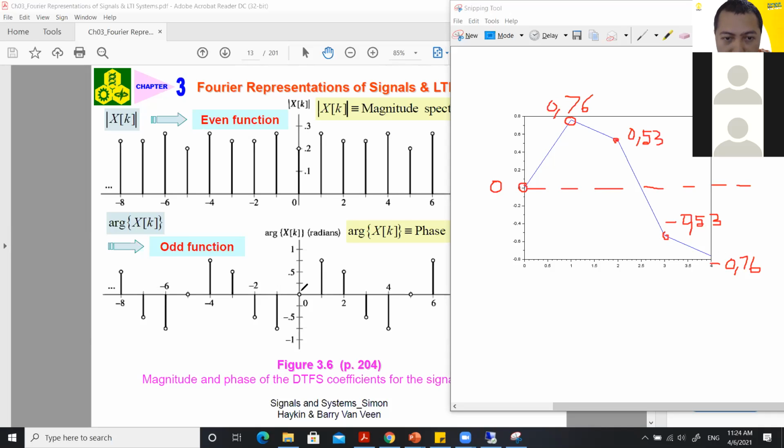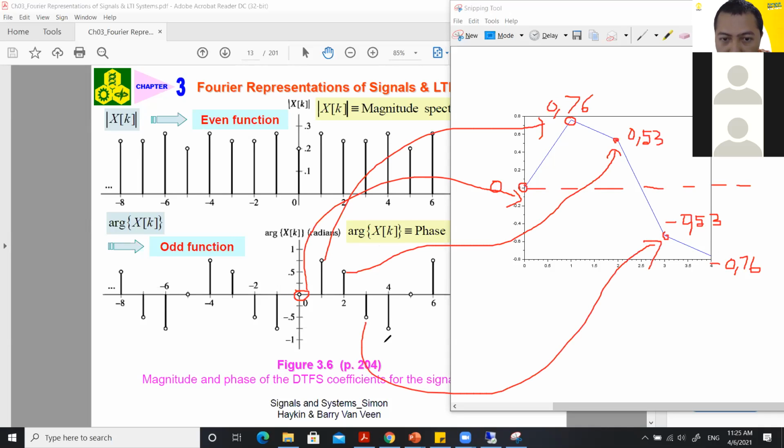You can see here, this is 0, actually equal to this point, and this one is this point, and this one is this point, and this one is this point. Okay, it's clear, it's the same. So we already proved that Scilab is powerful. You can easily compute the magnitude and the phase of the signal in the frequency domain.